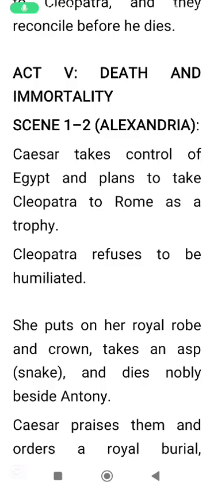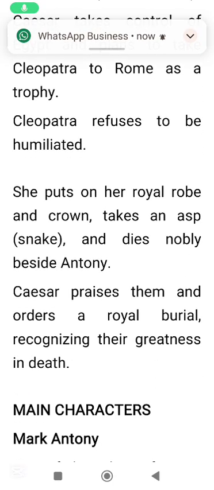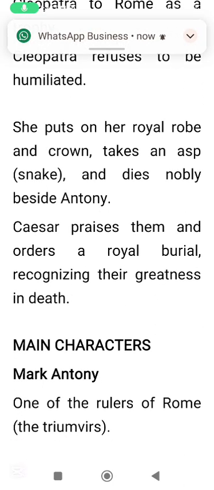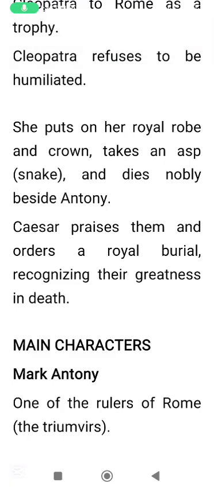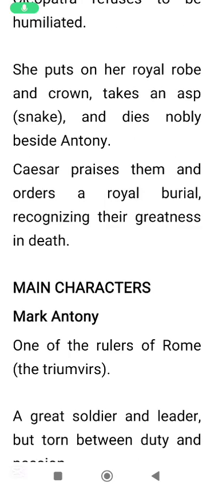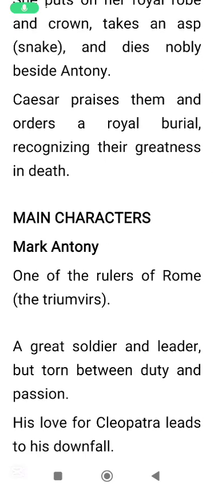So Cleopatra refuses to be humiliated by Caesar. So she puts on her royal robe and crown, takes an asp, that is a snake, and dies nobly beside Antony. So that is how Caesar praises them and orders a royal burial, recognizing their greatness in death.